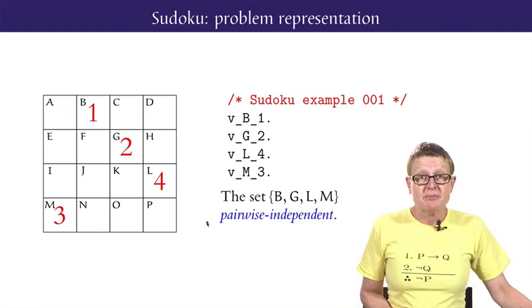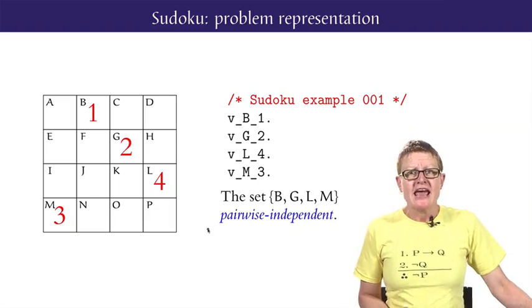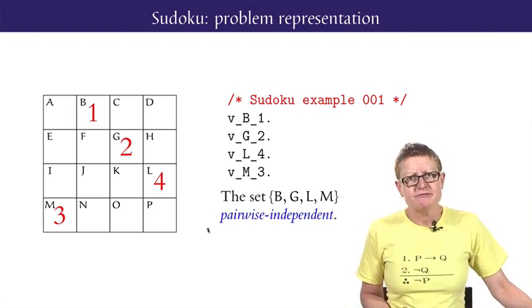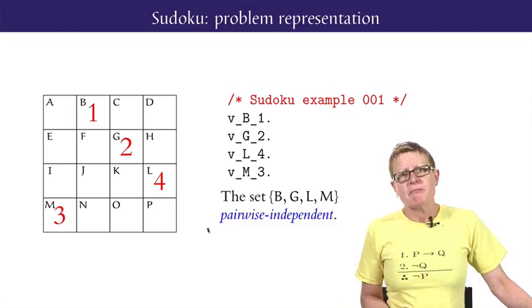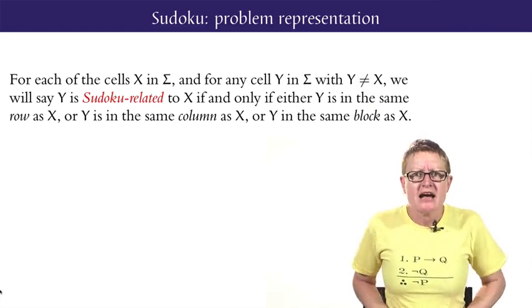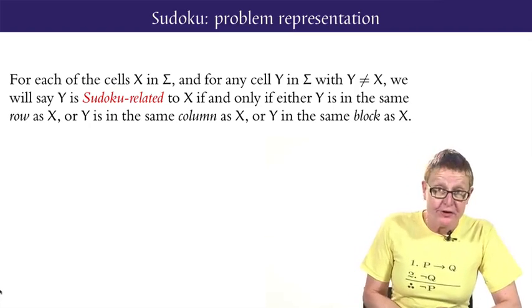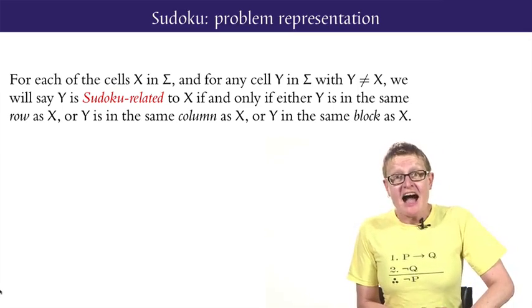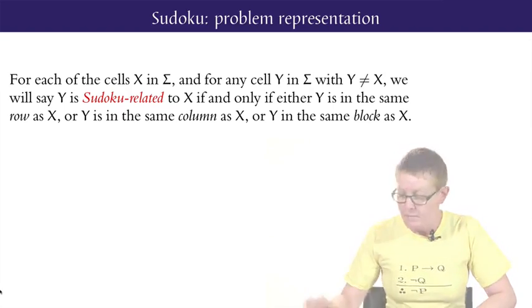Intuitively, the cells B, G, L, and M are pairwise independent because any 2 of them are in different rows, different columns, and different blocks. We'll now make this more precise. We will say 2 cells are Sudoku related exactly when they are different, but either in the same row, the same column, or the same block.